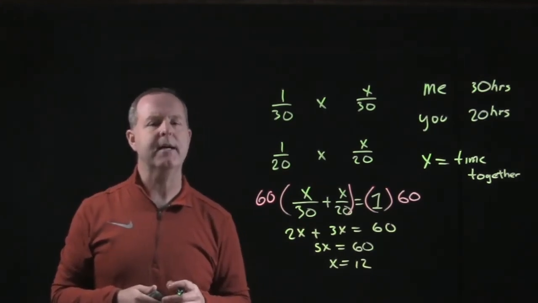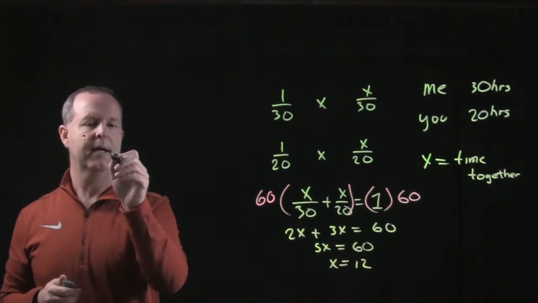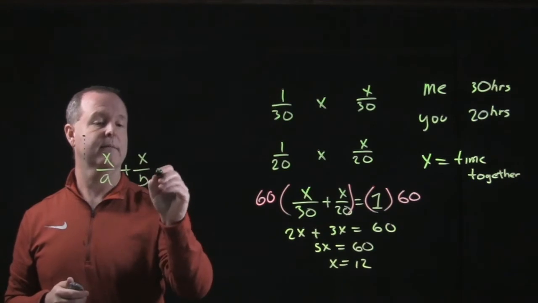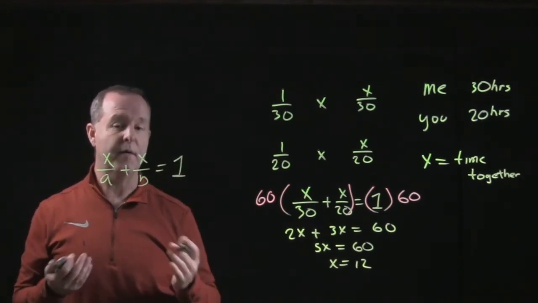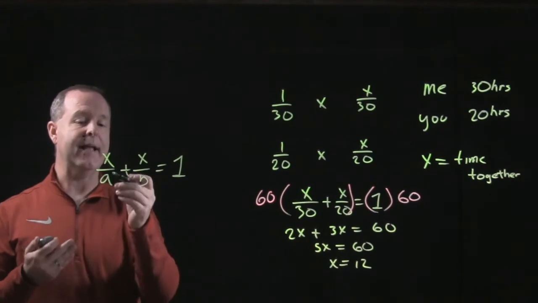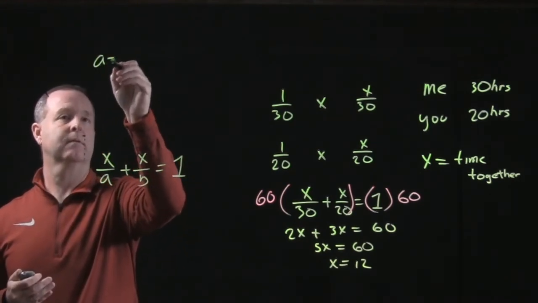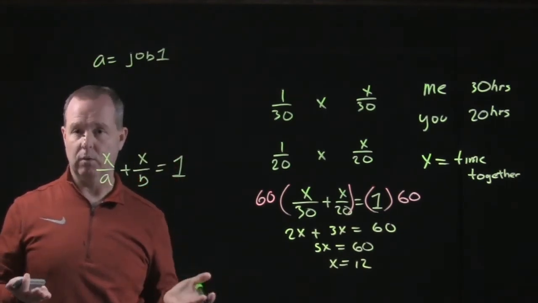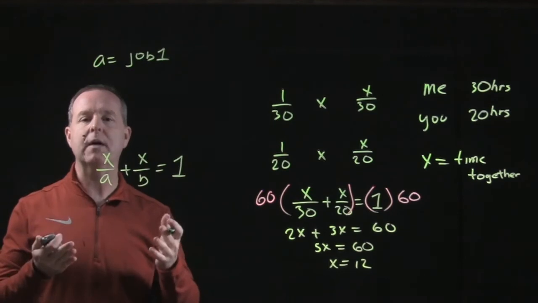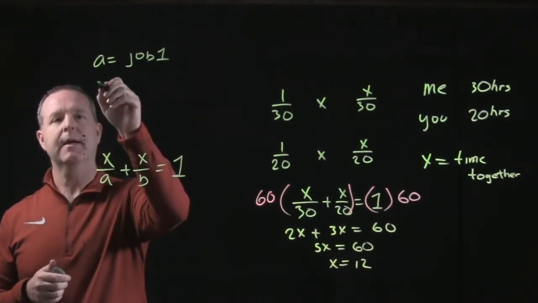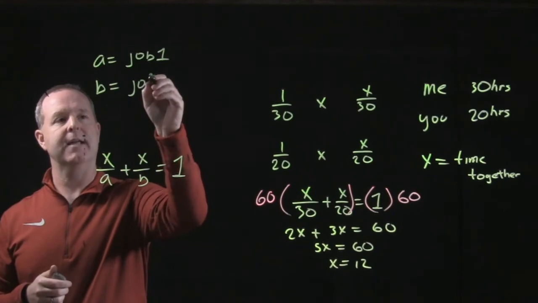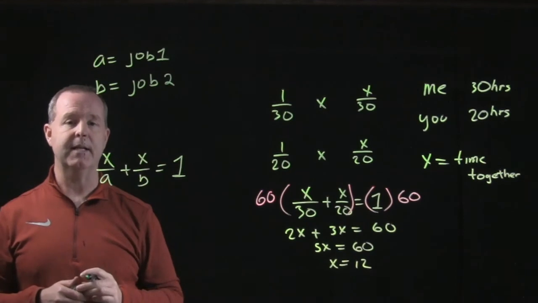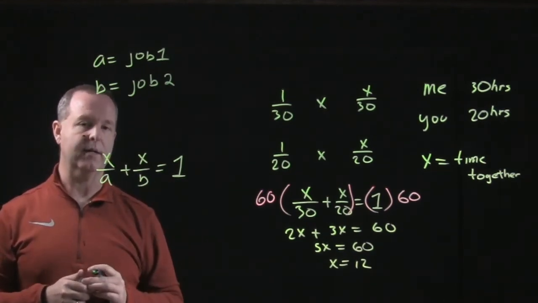So let's look at this idea where I can give you this model, which is x over a plus x over b equals 1. Now what that unpacks to, imagine that a is the amount of job 1, however long it takes one person to complete a job, and b will represent how long it takes the second person to complete a job. The x's represent the time of us working together, equaling one complete job.